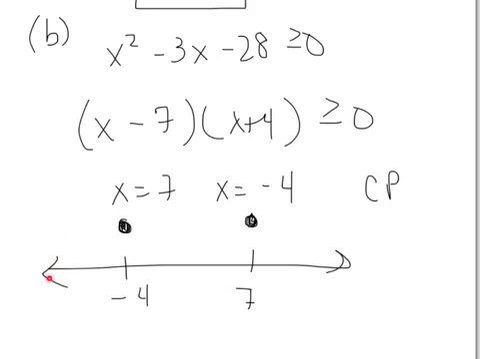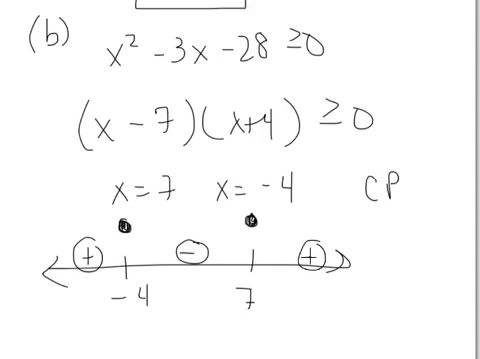Test a point like negative 6. Negative 6 in here is going to make this negative. Negative 6 in here is going to make this negative. Negative times a negative is a positive. Then we pick a point in the middle region. We could pick a point like 0. Make it easy. Plug in 0 here and here. That makes that negative, makes that positive. Negative times positive is negative. And then we'll pick a point over here like 8. 8 minus 7 is 1. 8 plus 4 is 12. 1 times 12, well, that's still positive.